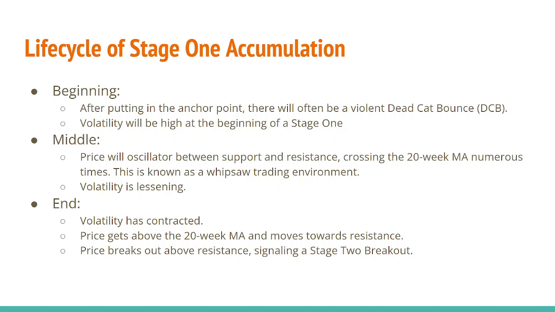The middle portion of a stage 1 accumulation, so price will oscillate between support and resistance, crossing the 20-week moving average numerous times. That's that oscillation I was mentioning. And this is known as a whipsaw trading environment, and often volatility will be lessening in the middle. And then finally, at the end of the stage 1 accumulation, volatility has contracted significantly. Price gets above the 20-week moving average, and price is moving towards resistance. And then finally, to end the stage 1, price breaks out above the resistance, above the 20-week moving average, and that's what signals our stage 2 breakout.